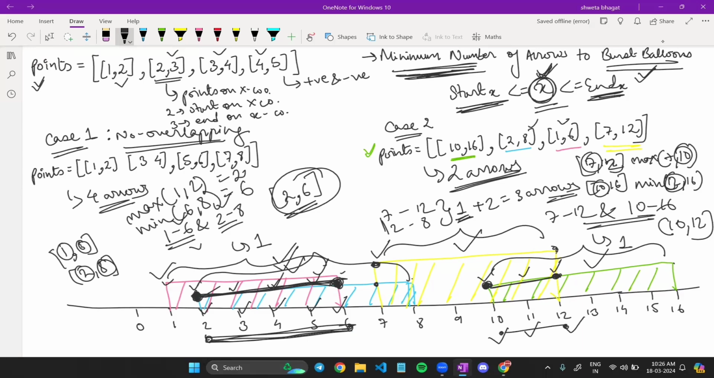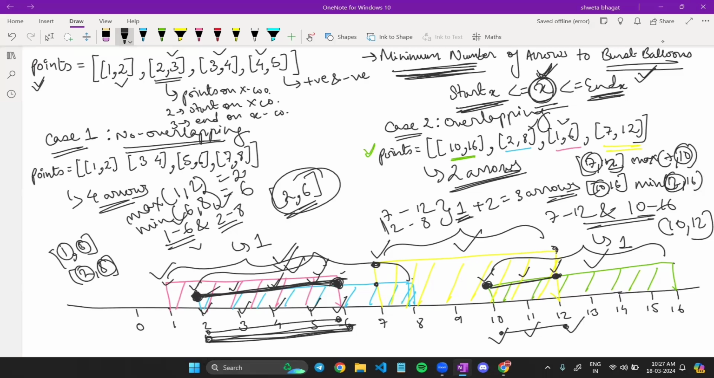Correct? So now that we have understood that, what would be the second case? The second case would be the overlapping case, in which we are going to have some balloons overlapping one another, correct? So if they overlap one another, then we can use a single arrow in order to burst both of them, correct? And we also found out how we are going to find the new interval. And what is the new interval? The new interval is the interval at which we want to shoot the arrow, correct?